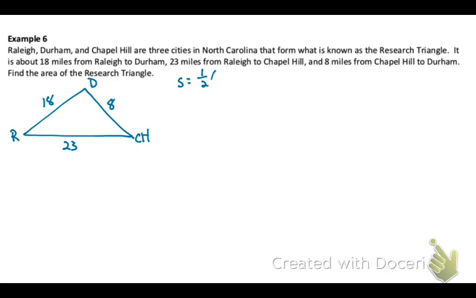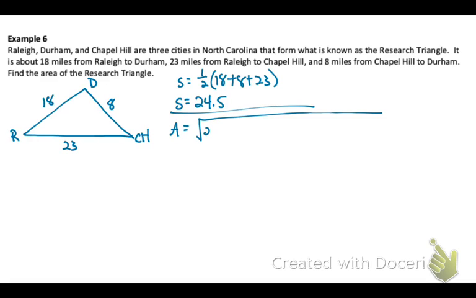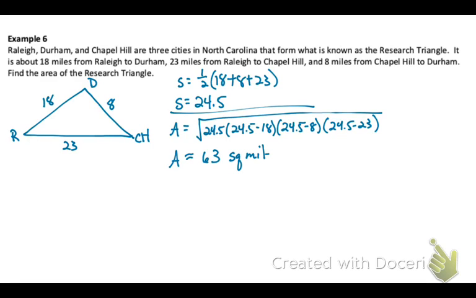First, let's find the semi-perimeter. Half of those distances added up, which will give us a decimal, but it ends, so we'll use it, 24.5. Then putting it in the formula, area equals the square root of the semi-perimeter, and then multiplied by that semi-perimeter minus each of the lengths. So putting that in your calculator and taking the square root, that area of what's called the Research Triangle is approximately 63 square miles. All right, and that concludes our notes on the law of cosines solving oblique triangles.